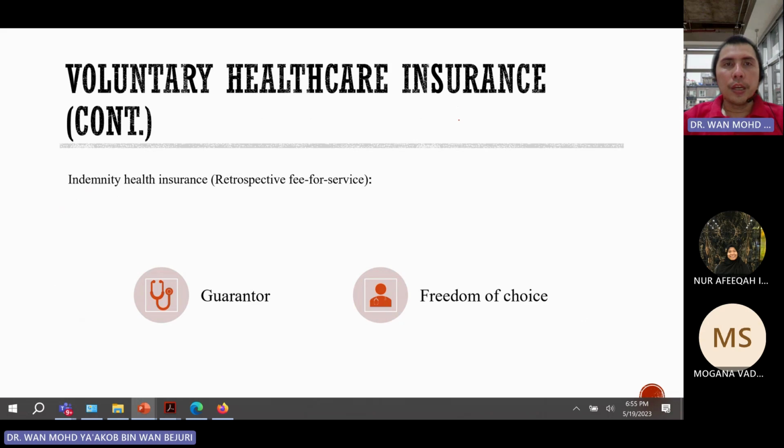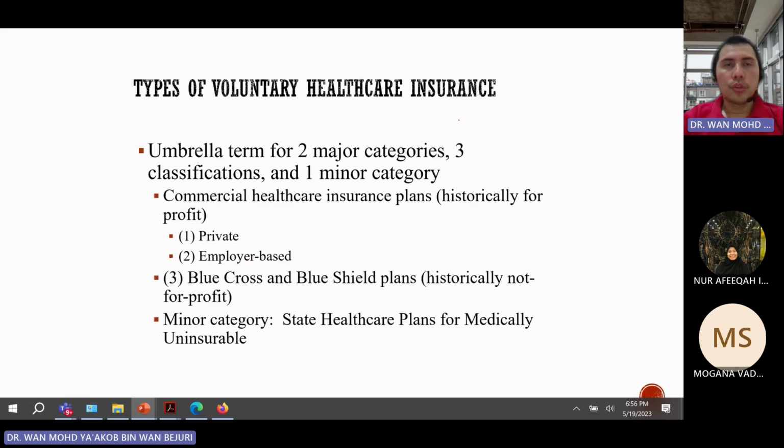In voluntary healthcare insurance, which is referred to as fee for service, we need to have a guarantor and freedom of choice. So there are types of voluntary healthcare insurance. It is an umbrella term for two major categories, three classified, and one minor category. For the commercial healthcare insurance plan, it can be private or employer-based. Third is the Blue Cross and Blue Shield plan. And the minor category is such as state healthcare plans for the medically uninsured.